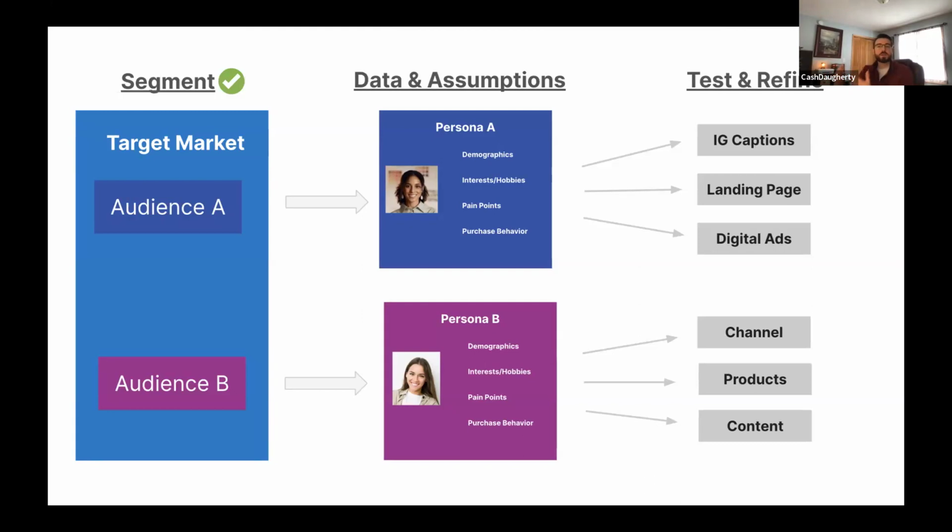And again, these are things that you can A/B test, validate, or invalidate some of your assumptions and hypotheses. So again, it doesn't have to be perfect. It's a dynamic process that you're going to continue to refine over time.